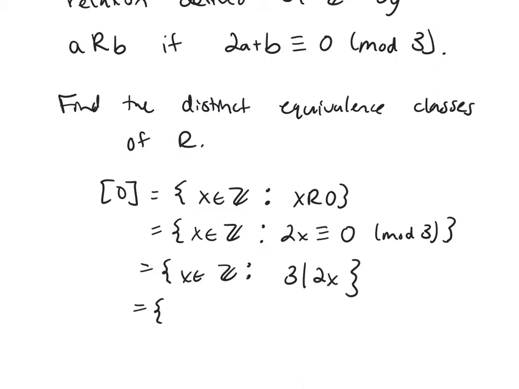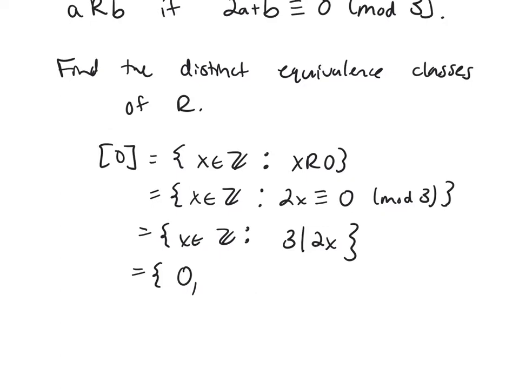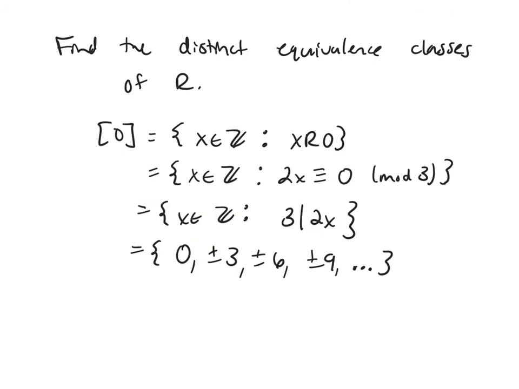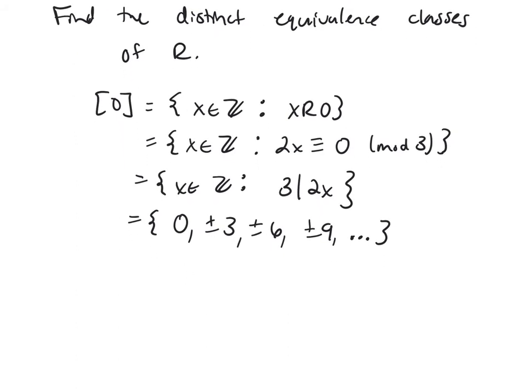So what elements are in here? 0, plus or minus 3, because then you'll get plus or minus 6, right? And so forth. x has to be a multiple of 3. Again, this can't be all of my equivalence classes because there are integers that are not in this set. So take an integer that's not in that set, like 1, and find its equivalence class.